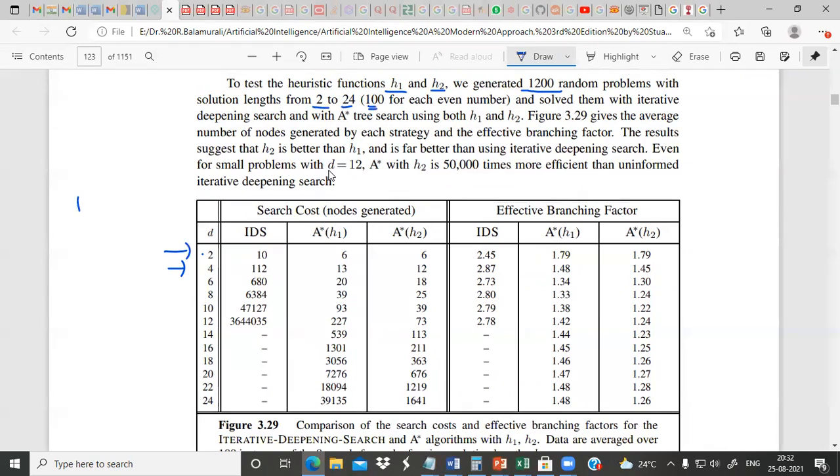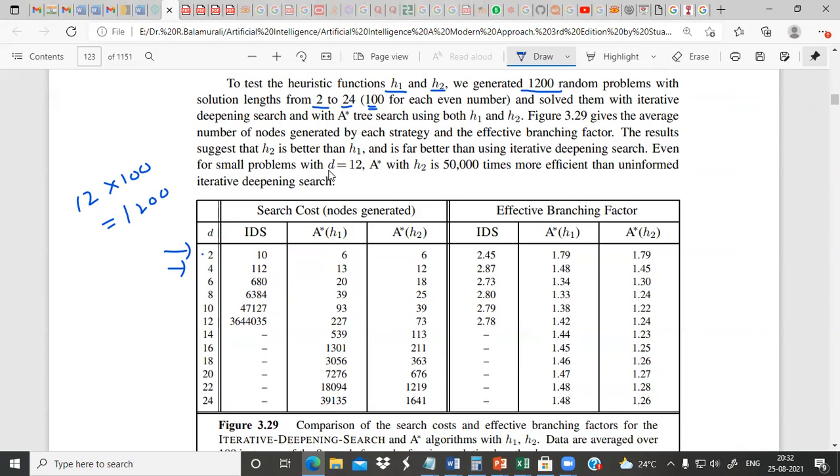So totally there are 12 values. For each, 100 problems were generated, so 1200 problems. Are you getting? And then the average of its performance was taken. So that is what this table shows.